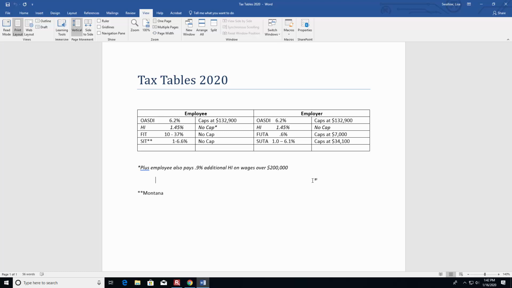HI or Medicare is an employee tax and is also matched by an employer. It is 1.45%. And if you make $20 million a year, you pay 1.45% of the entire $20 million. There's no cap.